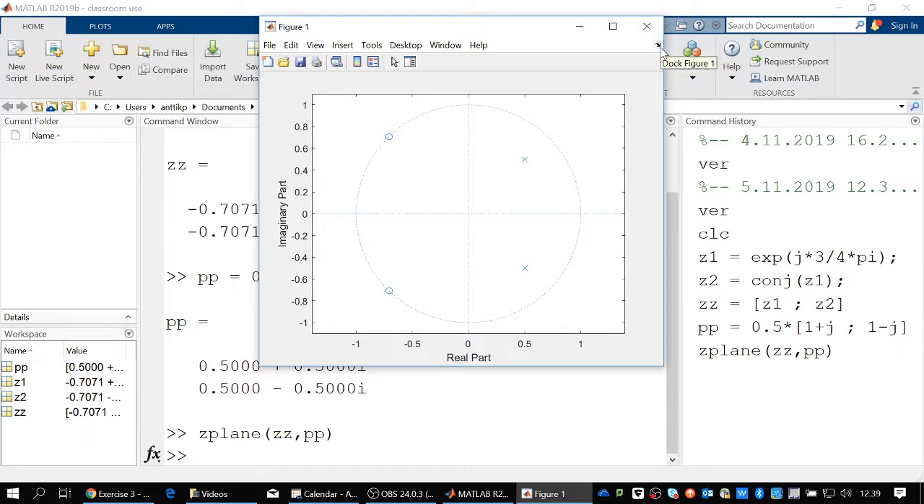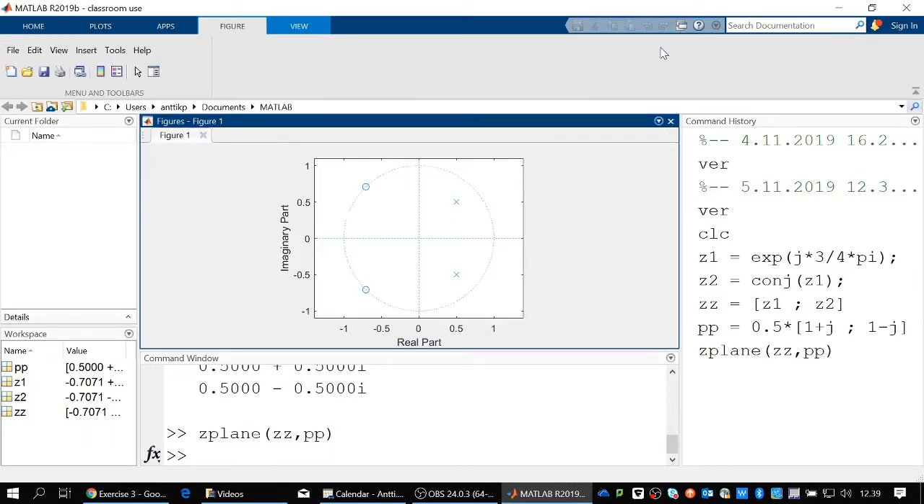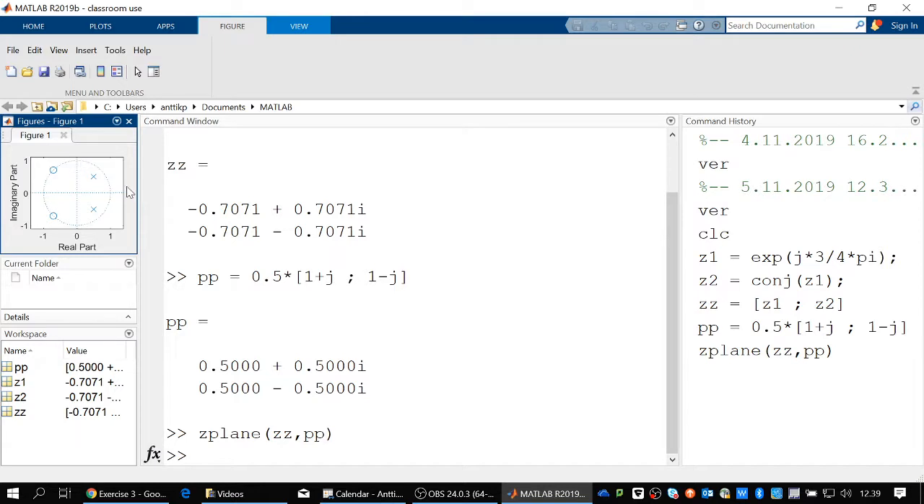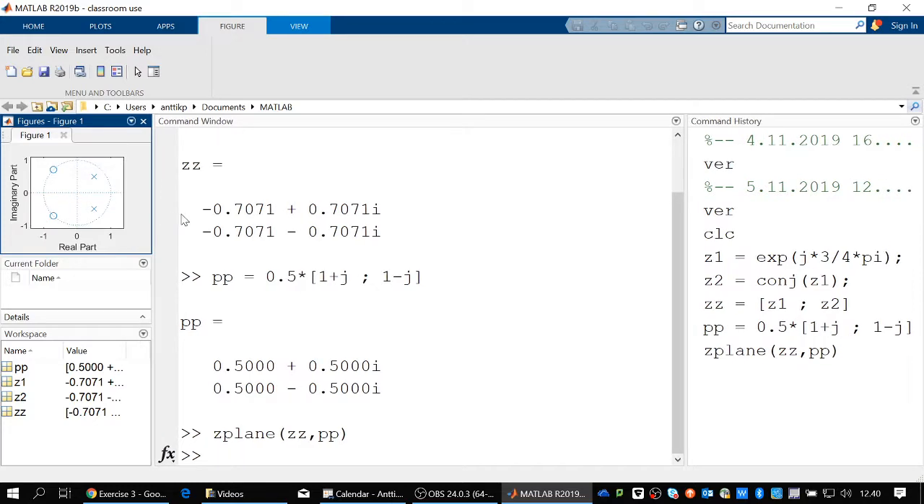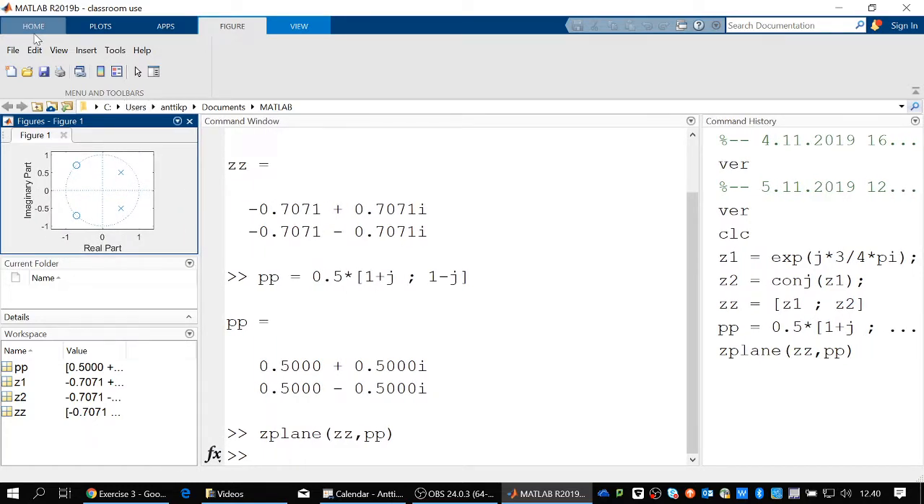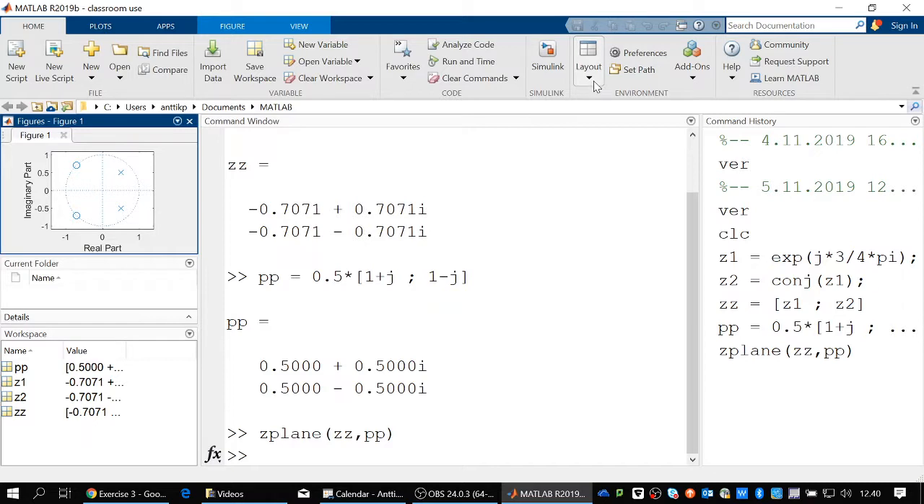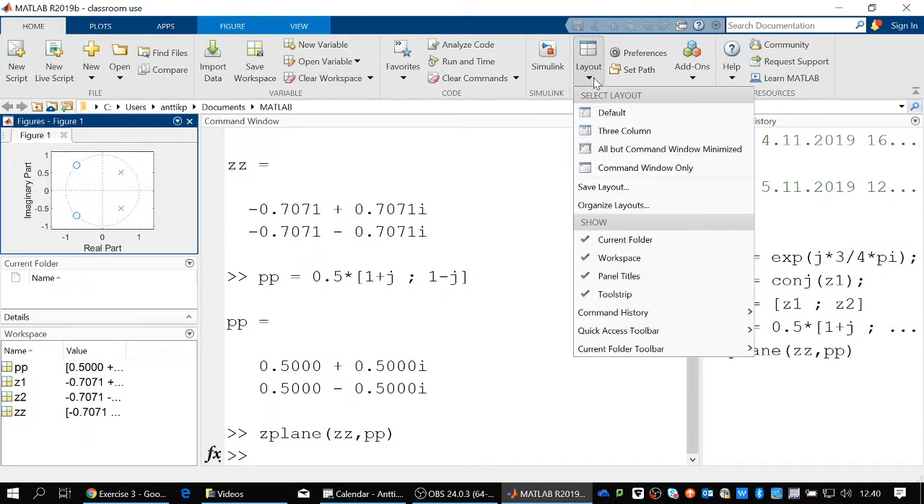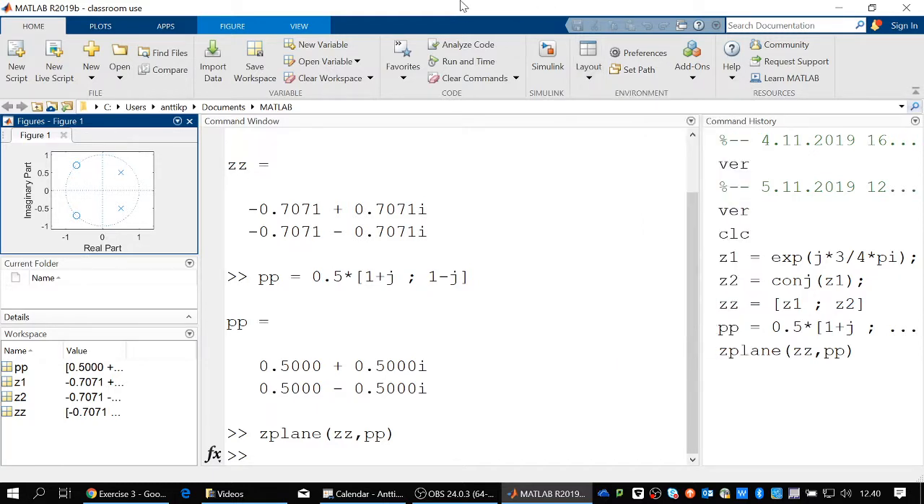Nice thing about MATLAB is actually you can dock these things and put them, I think you can put it somewhere here, just like that, and make a big mess out of the setup. And you can always go back to the default layout at any point. Okay, zplane like that.